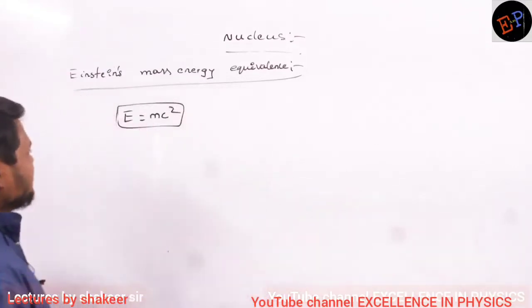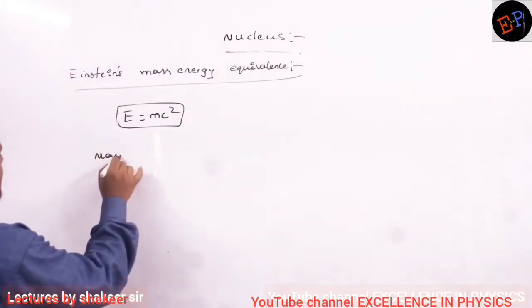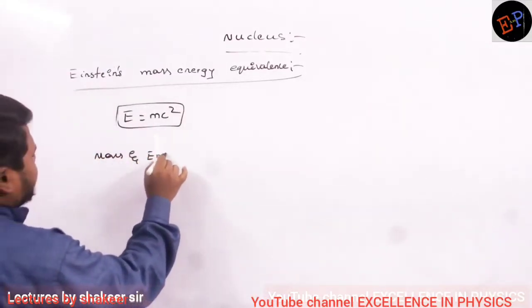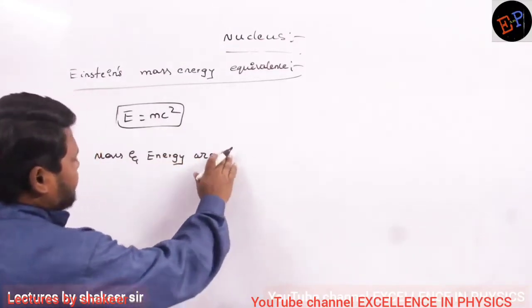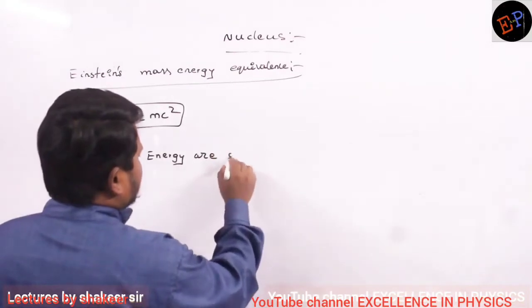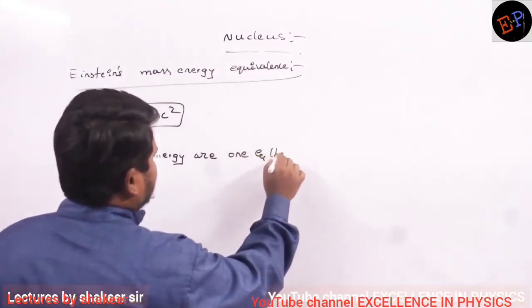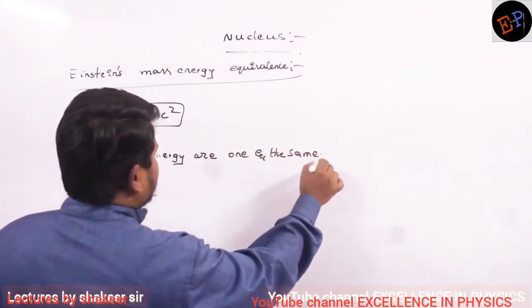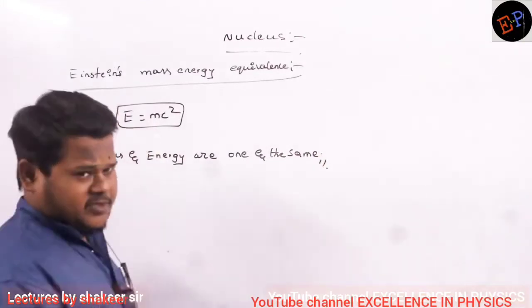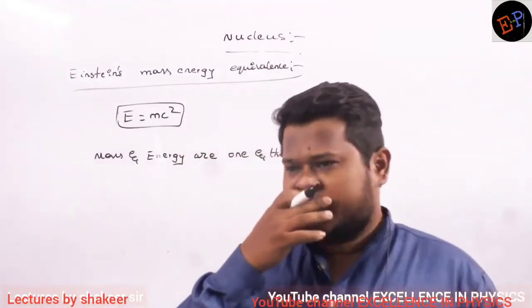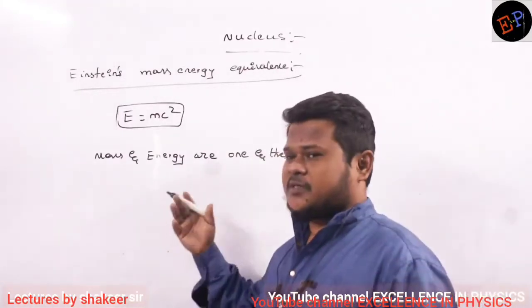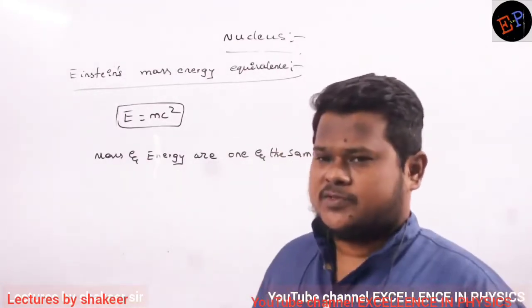So he said that mass and energy are one and the same. It means that mass you can convert into energy, and energy also you can convert into mass. Are you able to understand? Mass can be converted into energy, and energy can also be converted into mass.